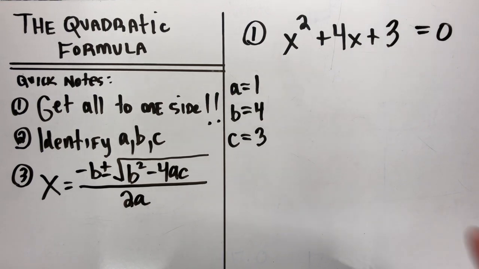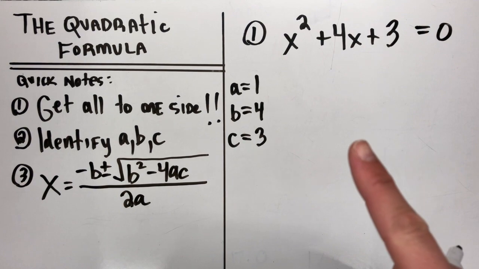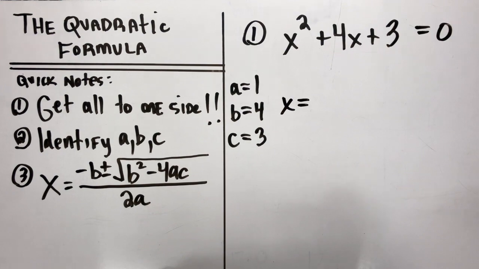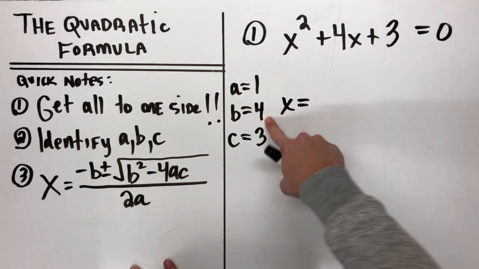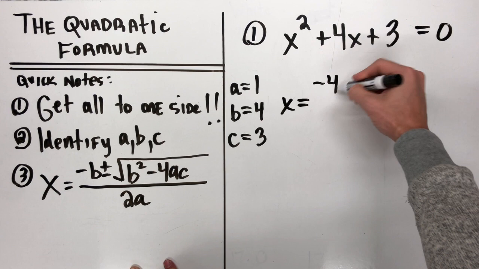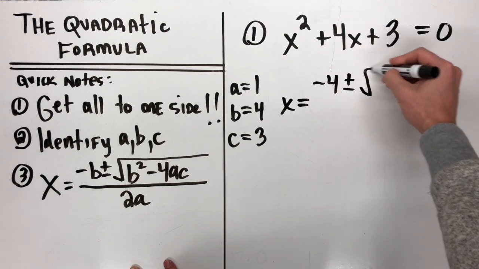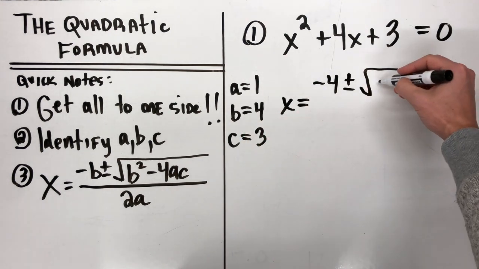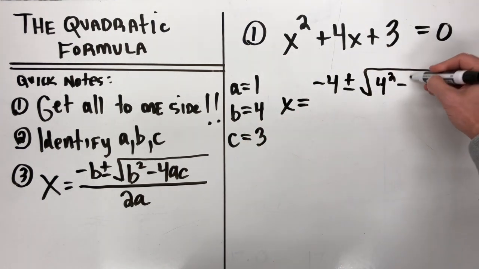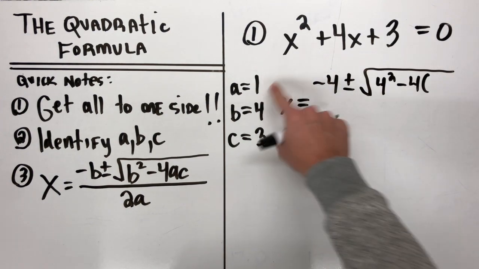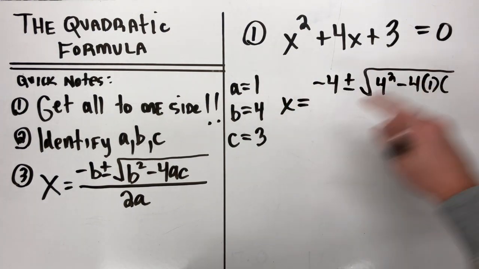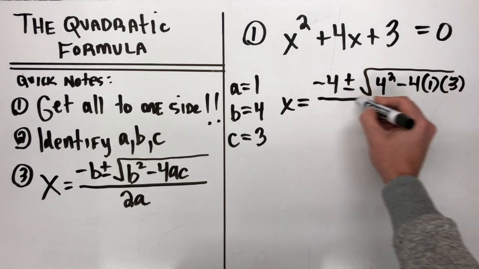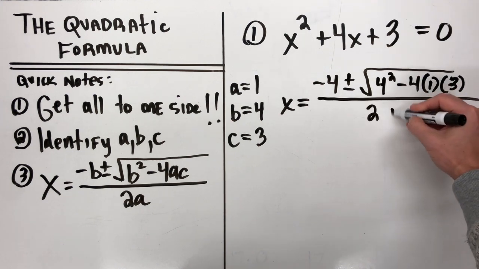All right, so let's go over to our equation and start plugging in some of these values. So first, our solution x will equal negative b, and our b value is 4, so this will be negative 4, plus or minus the square root of b squared, which is 4, minus 4 times our a value, 1, times our c value, 3. And that whole thing is divided by 2 times our a value, which is 1.